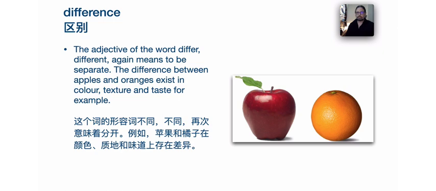Difference. The adjective of the word differ, different, again means to separate. The difference between apples and oranges exists in color, texture, and taste, for example.